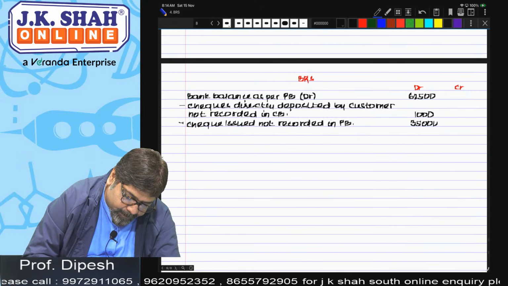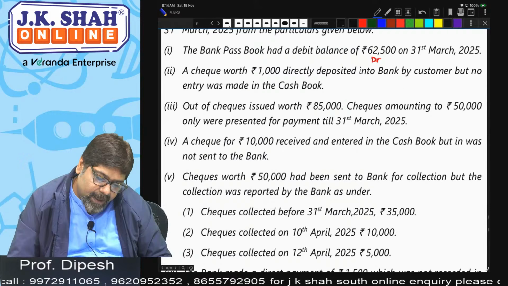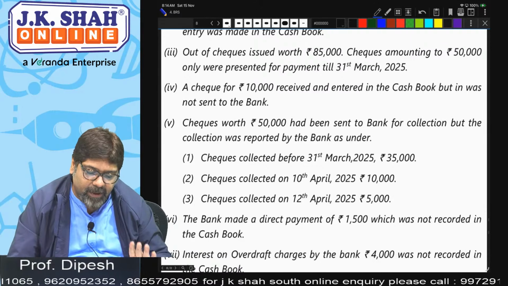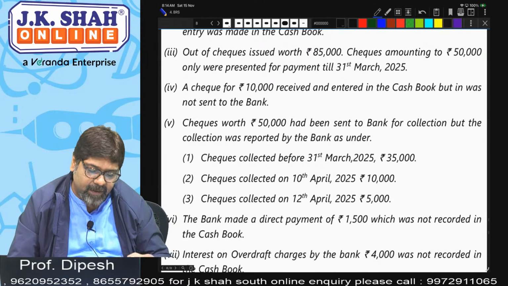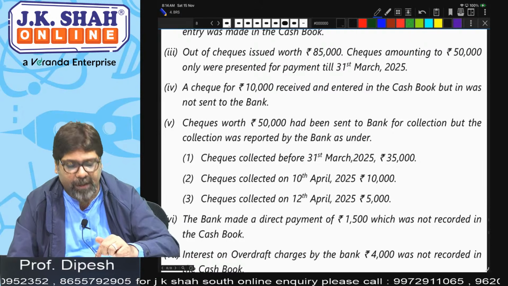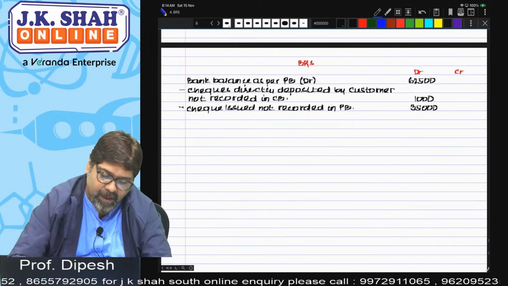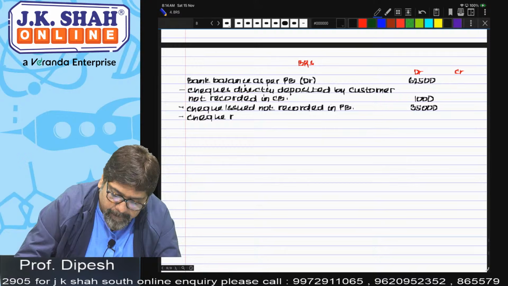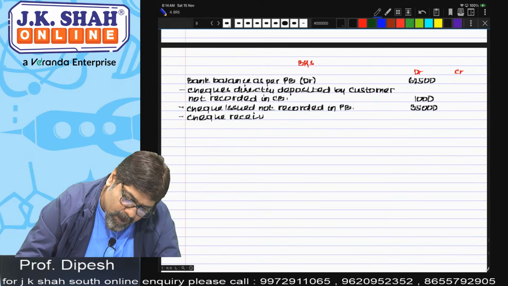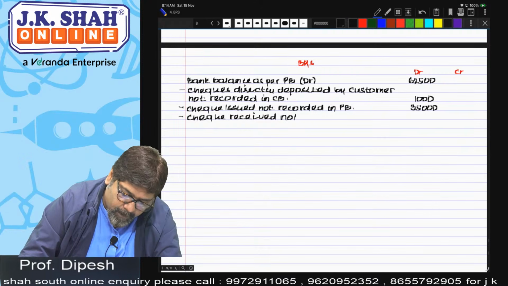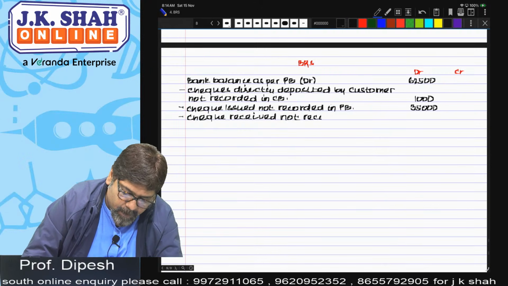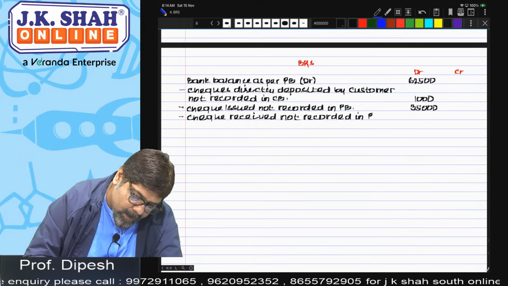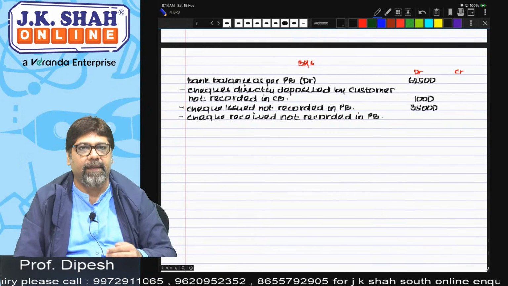35,000. Correct? Now, thereafter, a check of rupees 10,000 received and entered in the cash book, but it was not sent to bank. That means check received, not recorded in passbook. When you receive a check, it's a receipt.